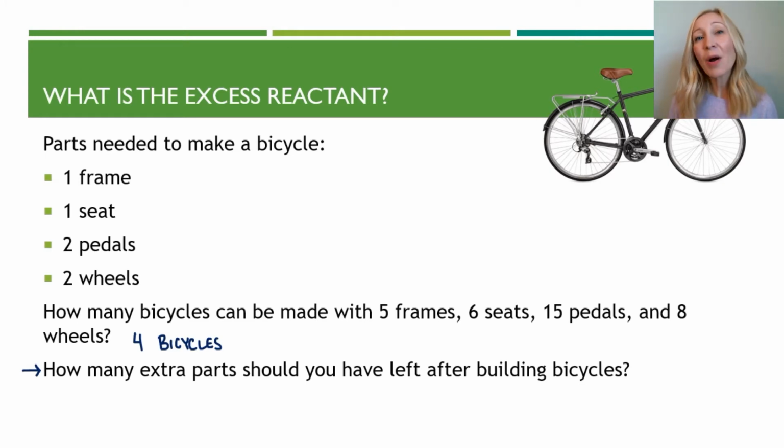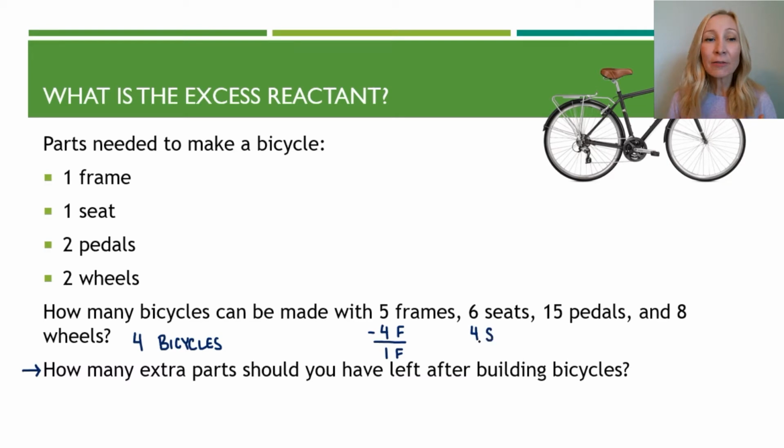So this is how I'm guessing you probably solved this problem, or at least a procedure similar to this. What you did is you knew that you could make 4 bicycles. So if we look at just the frames, if we can make 4 bicycles, you're only going to need 4 frames. So you solve for what you need and you subtract from what you have.